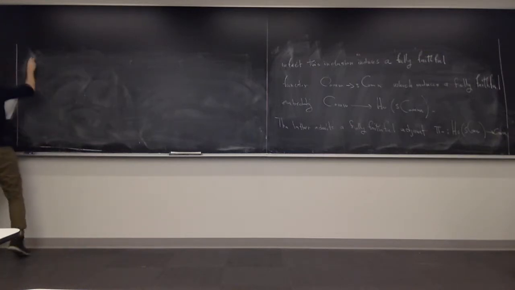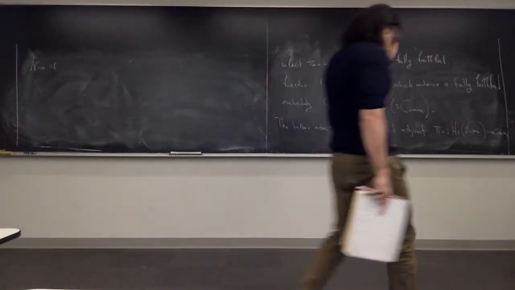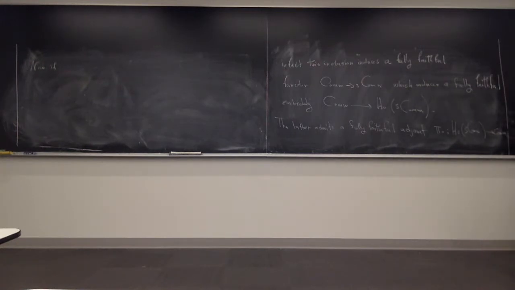Now, sorry. The functor and its adjoint are both fully faithful? Yes. How do I see that pi 0 is actually fully faithful? You're saying that. How do you see it?